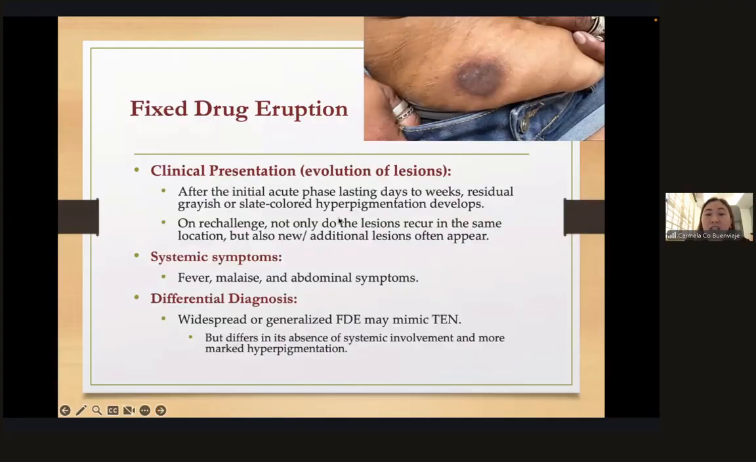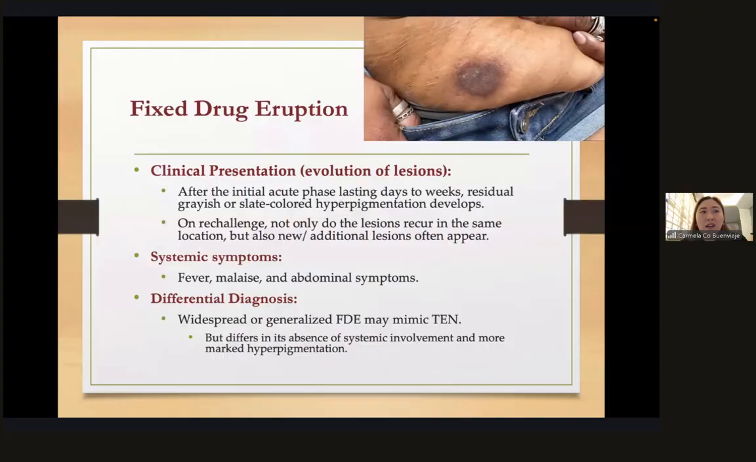So after the initial acute phase, lasting days to weeks, residual grayish or slate-colored hyperpigmentation develops. On re-challenge, not only do the lesions recur in the same location, but also new or additional lesions often appear. So for fixed drug eruption, what happens is every time that the patient takes this medication, his lesions would flare up on the same area.